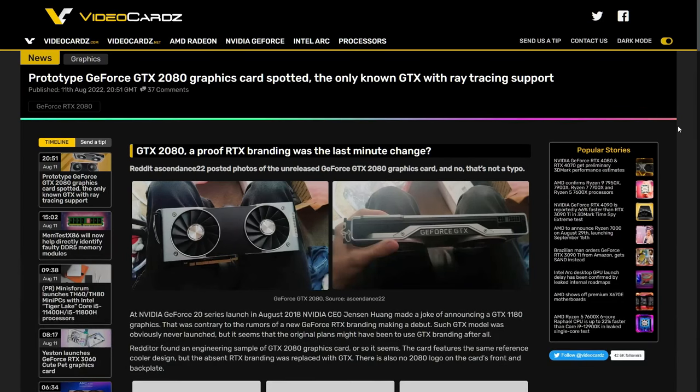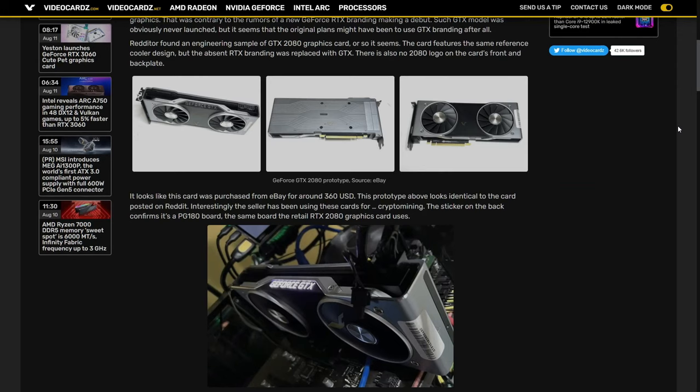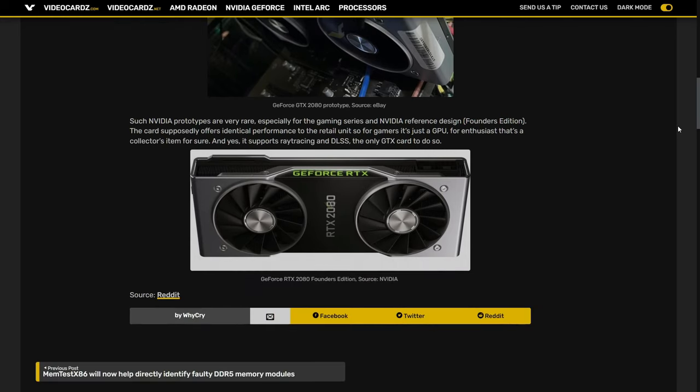And then we have the GTX 2080, which is basically the only prototype GTX card known to support ray tracing. It seems to be a prototype from the early days, before the RTX naming scheme was settled on, but the card design is the same, and even the board number seen on the sticker on the card was the same as the RTX 2080. So only the cooler is probably of the GTX branding, but the card itself is entirely RTX 2080.